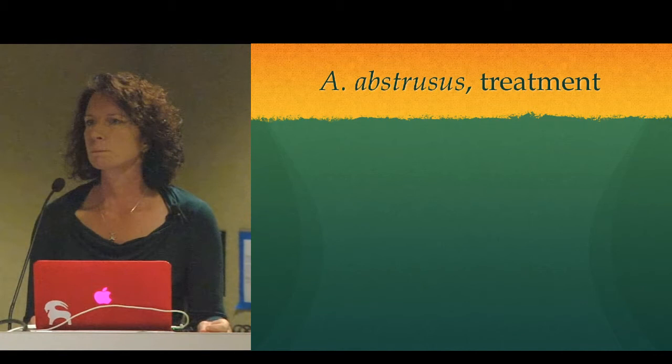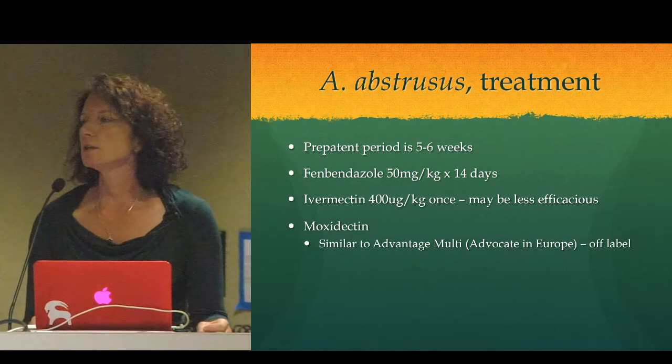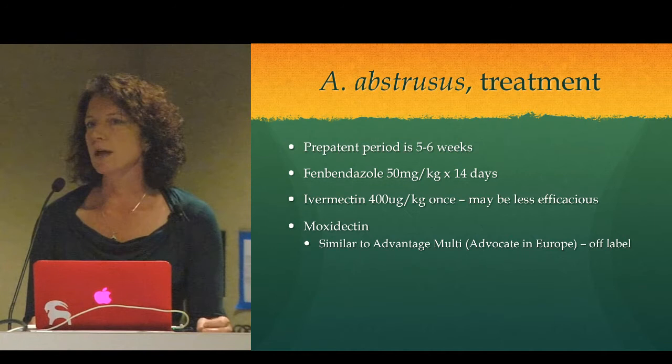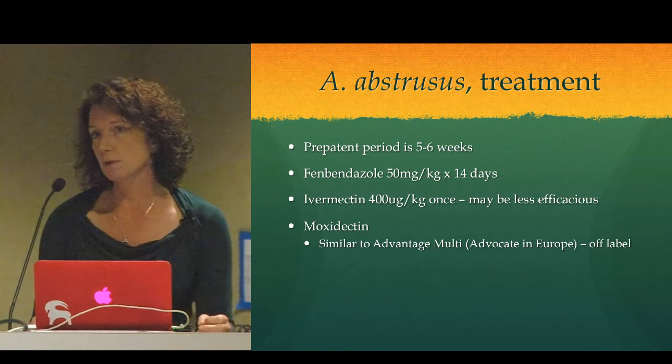Okay. There is some information. In Europe, they're using moxidectin, which is essentially the equivalent of Advantage Multi. It is labeled for Aelurostrongylus in Europe. Advantage Multi is not labeled for Aelurostrongylus here. However, Bowman and the companies are recommending it as an off-label usage. And we have been using it.